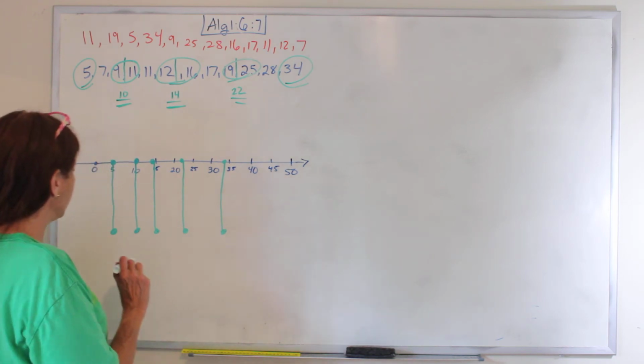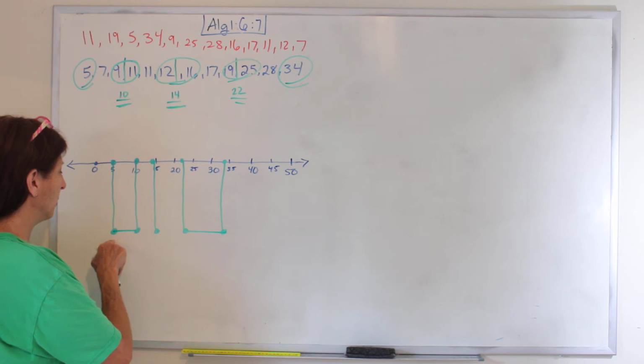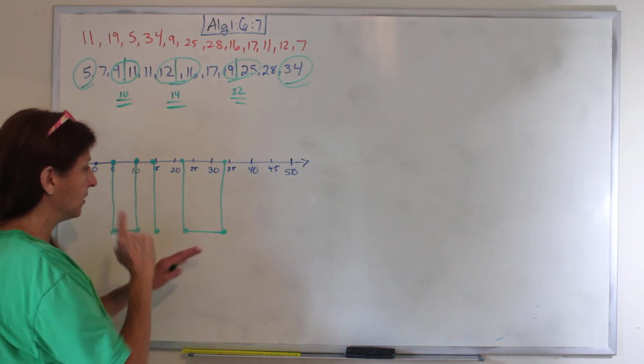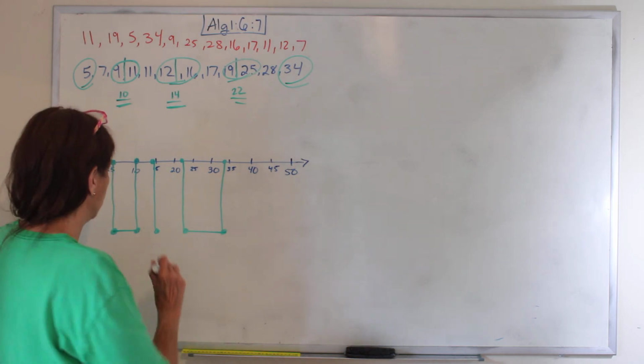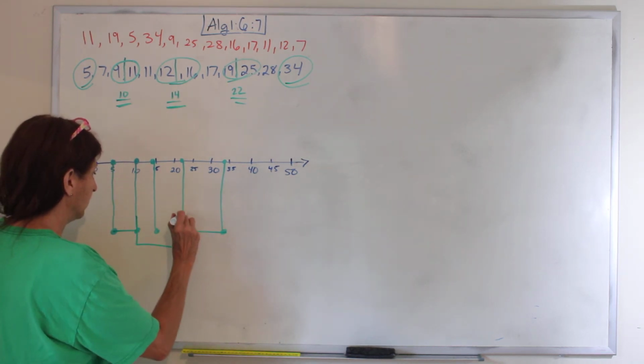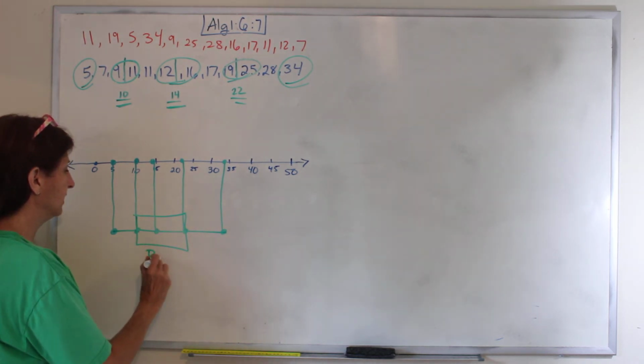Okay? The next thing you do is you draw a line from the minimum to the next dot and the maximum to the next dot down. Those are the whiskers. Then you draw a box around the rest of it, and that is the box.